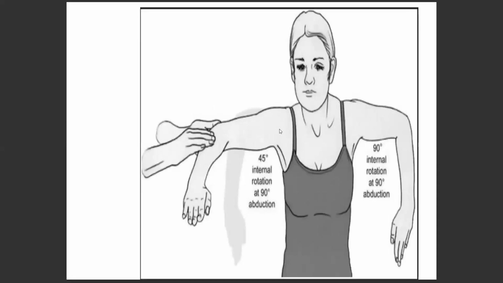So in the person who has the tight PC, he or she will be unable to do the internal rotation completely on that side. But if the PC here is normal, then with the 90-degree abduction, the patient will move into the 90 degrees of internal rotation. Here at 90 degrees of abduction, the patient will be unable to do that 90 degrees of internal rotation.